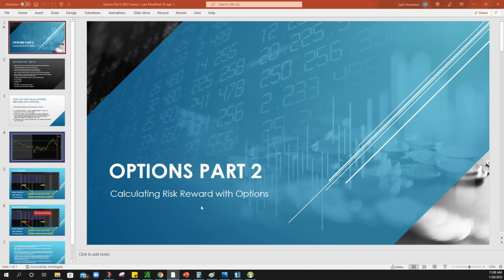I know it's important to look at the spread and the implied volatility. Like, I get this. But how in the world do I know what my risk is going to be? How do I know what my reward's going to be? Because it's not the share. It's not the stock. It's an option. It's a derivative. It moves with the price, but never 100%. So how do I calculate my risk reward with options? That's going to be the main topic of today's lesson.